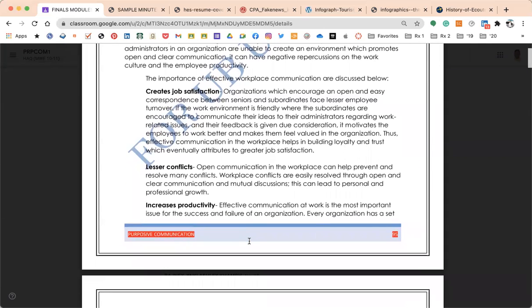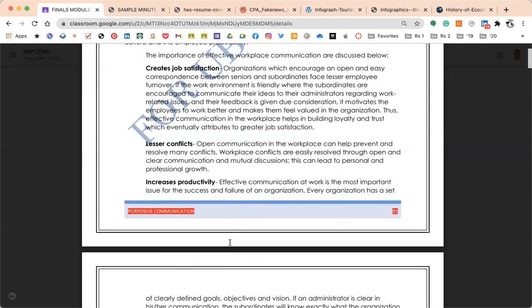When there's very good workplace communication, many people are happier. The employees are happy, they are able to work more, they're able to work better, productivity rises, and we're able to achieve more. So there's a good job satisfaction. People will not leave because they are having fun or they enjoy the kind of freedom that they have in your company. The second one is lesser conflicts.